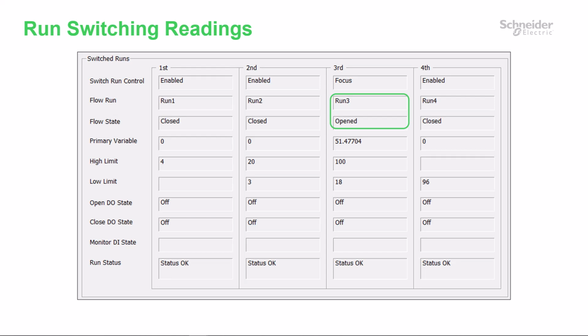Flow state may be opened or closed, or if in transition, it may be opening or closing. The run's current flow rate or other primary variable is displayed here. Remember that if Keep Run Open is enabled, more than one run may be open and flowing. The current open and closed digital output states are also shown.